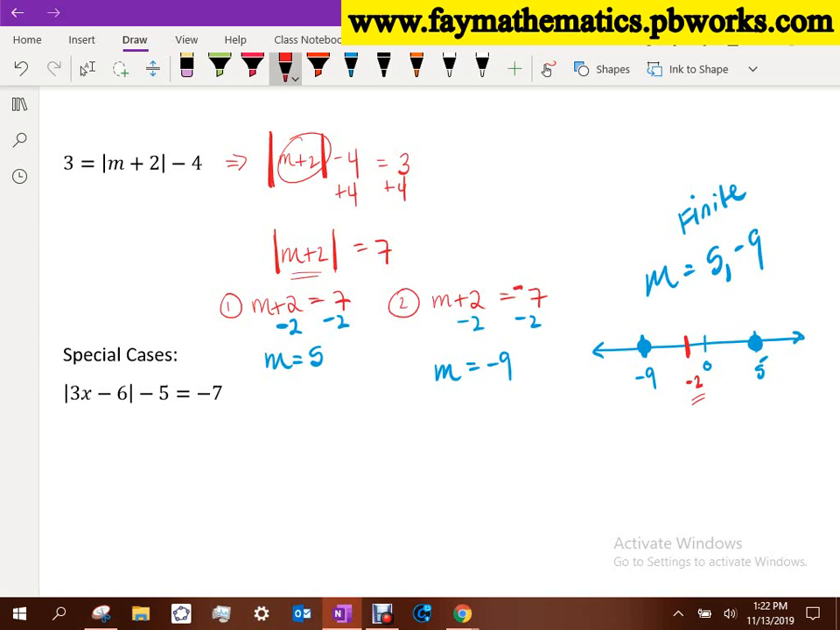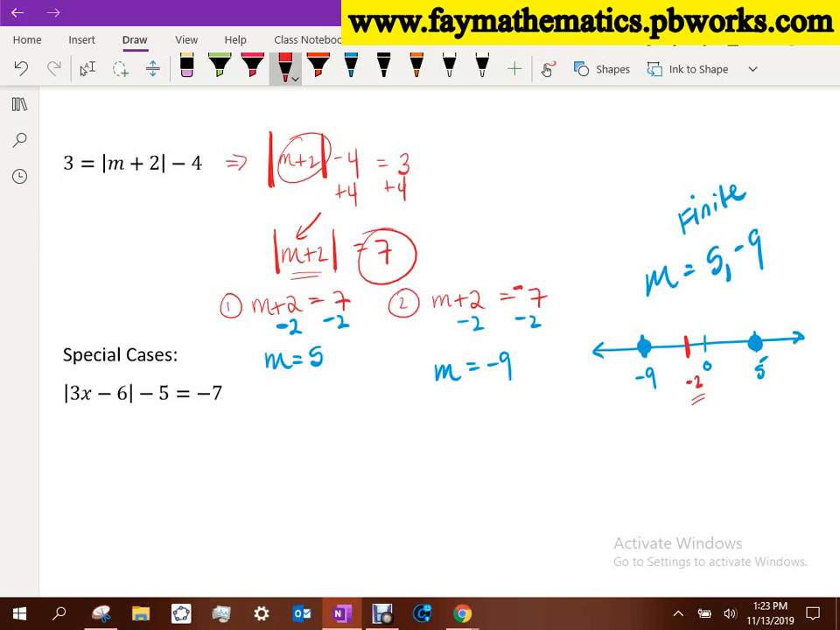-2, 2, 5. -2 to 5 would be 7 units, right? -2 to -9 would be 7 units, right? Doesn't this say m plus 2 is going to be 7 units from something? Does that make sense? Okay. So that's the procedure for doing that.